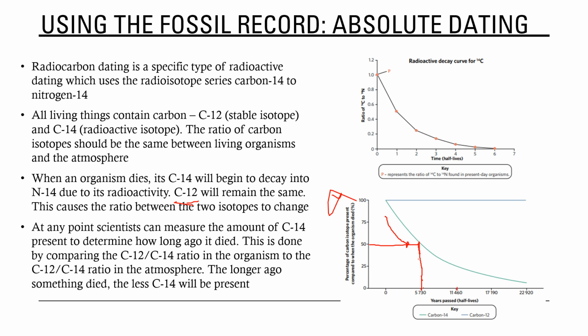If you go another 5,730 years, you can see that it's been halved again. So we've gone from 50% mass to 25% mass, and it will keep going like this, and we can pretty accurately determine how old our fossil is. At any point we can measure the amount of carbon-14 present, and we can determine how long ago it died, and we can use these ratios.